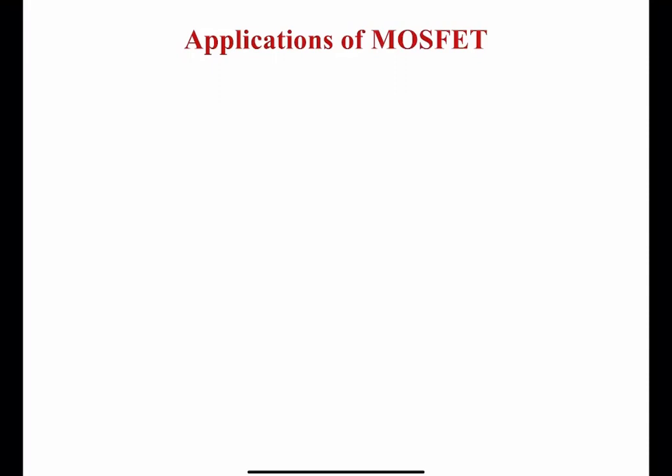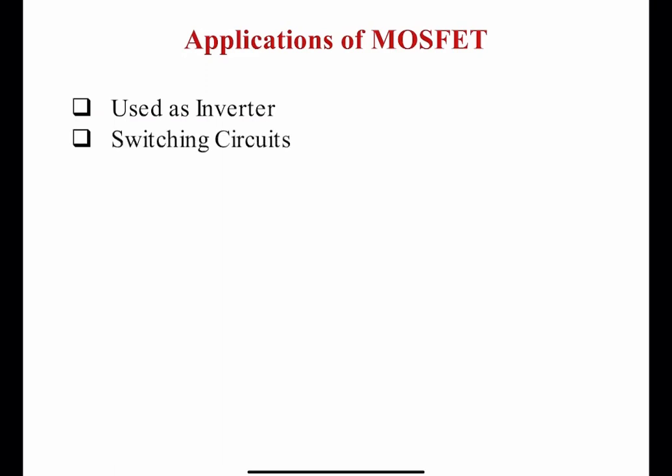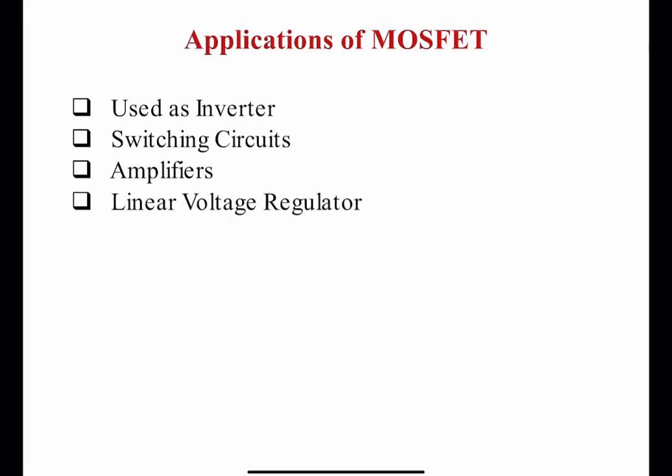Now come to the applications of MOSFET. There are so many applications of MOSFET. Some of them are, it is used as an inverter. In digital circuits, it can be used as an inverter, or we can say it can be used as a NOT gate. Similarly, it can be used for switching circuits. MOSFET can be used as a switch. Or in amplifier circuits, it has very high input impedance and low output. It is most widely used in amplifier circuits, or it can be used as a linear voltage regulator.